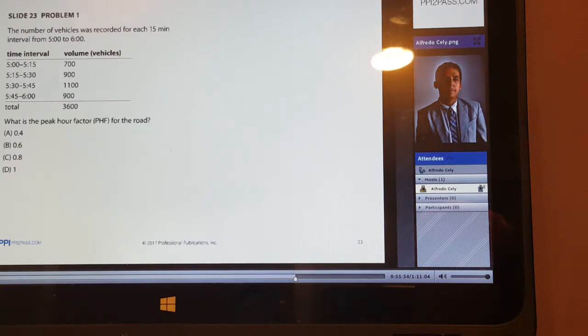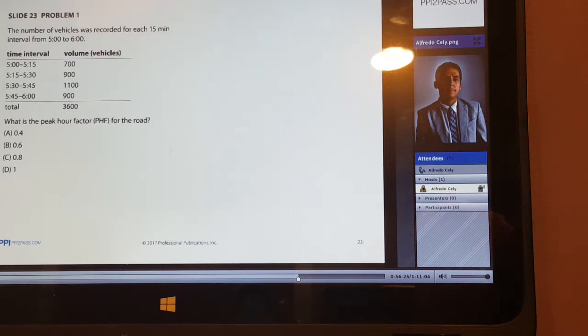You see the time interval is all in 15 minutes. So we have the total volume for that hour is 3,600 vehicles. Now, what is the peak hour factor for the road? Is it 0.4, 0.6, 0.8, or 1? There are no units because the peak hour factor is just a ratio. So that should be giving us a clue, right?